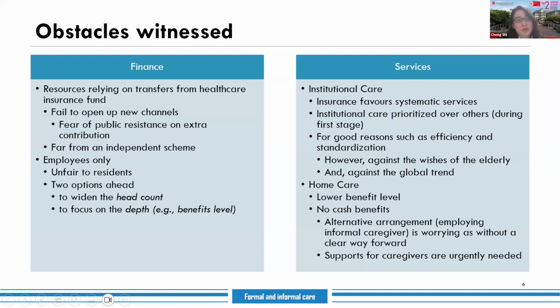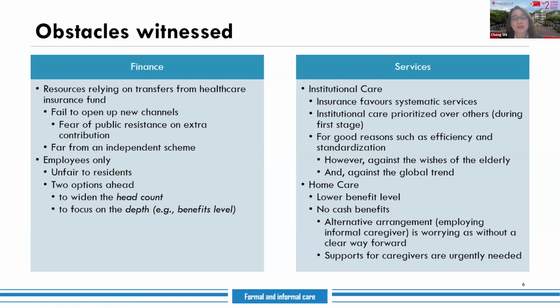And there are also some obstacles for the service part. As I mentioned, these pilot schemes are quite focused on institutional care. As an insurance scheme, systematic services like institutional care are quite favored because they are easy to manage, and also quite efficient and standardized. So those are the good reasons why they prefer institutional care.